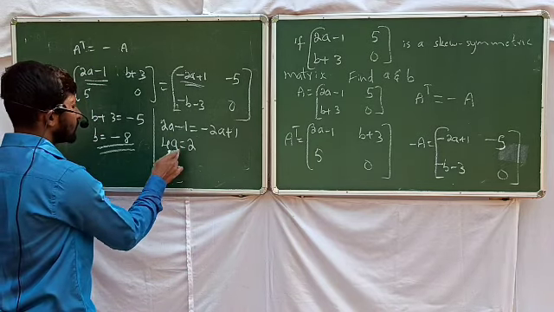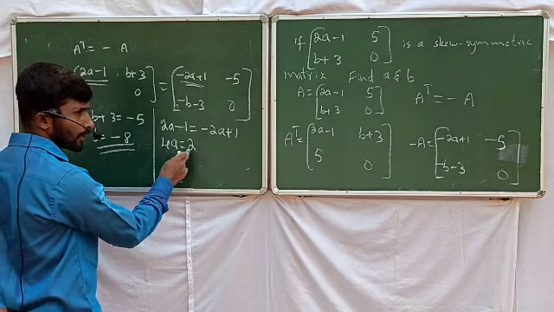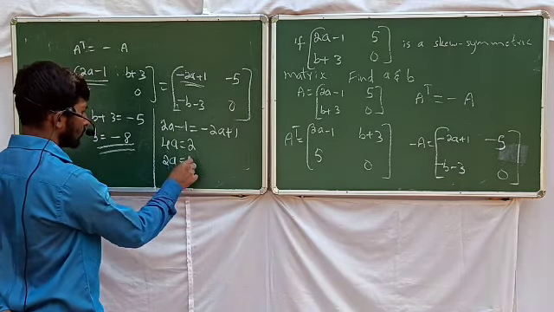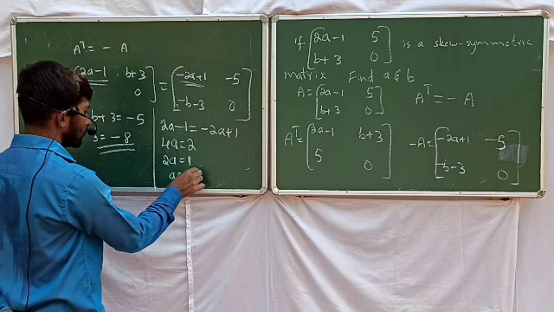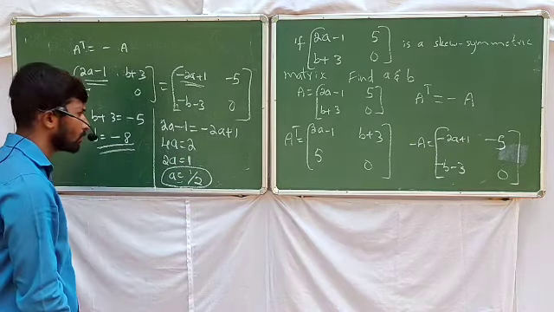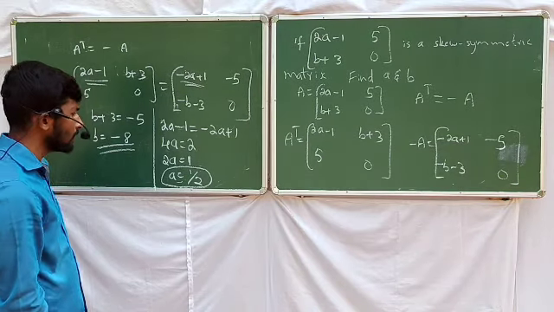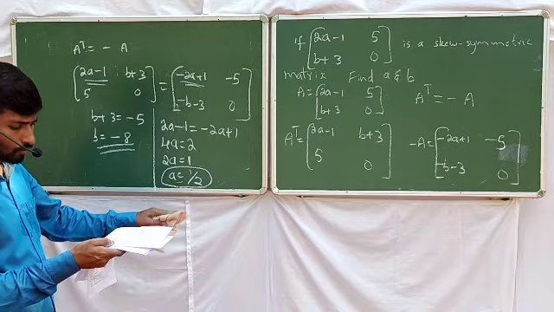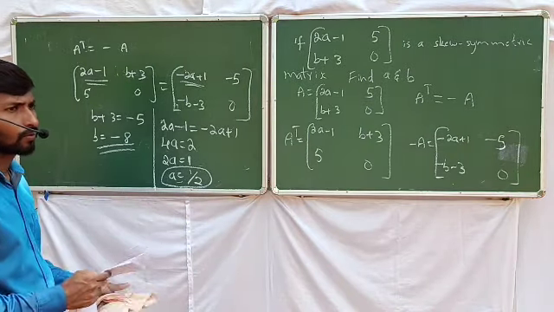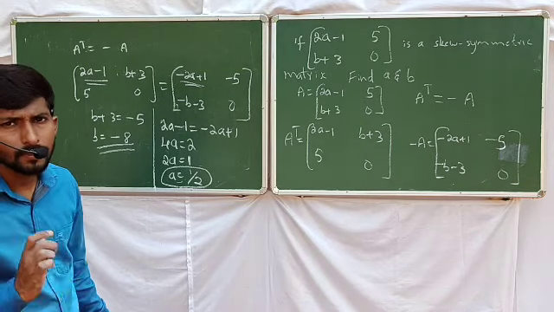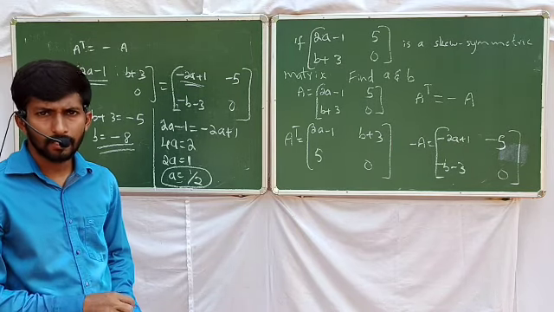Then here, dividing throughout by 2, 2A is equal to 1, or A value is equal to 1 by 2, right? It's the value of A and B. Okay, clear? A value is equal to 1 by 2, B value is equal to minus 8. Just using the definition of symmetric and skew symmetric matrix.